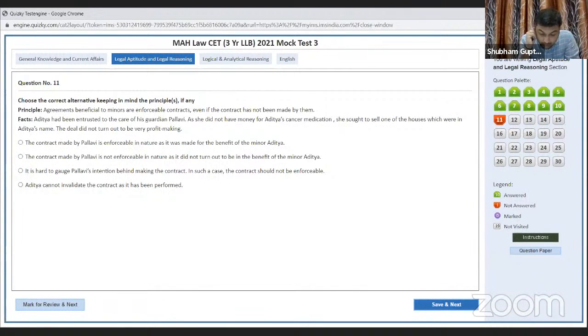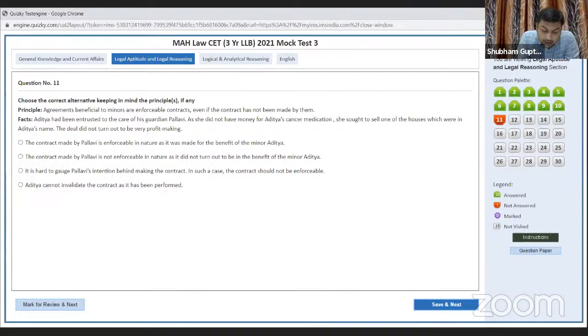Now let's move forward. Agreement beneficial to the minor are enforceable contract even if the contract has not been made by them. So it says if a contract is done on behalf of a minor, it is enforceable if it is for the benefit of that person, right? Aditya had been entrusted to the care of his guardian Pallavi. As she did not have money for Aditya's cancer medication, she sought to sell one of the houses which were in Aditya's name. The deal did not turn out to be very profit making. So again, she did this sell to profit or for the health of Mr. Aditya, who is a minor.